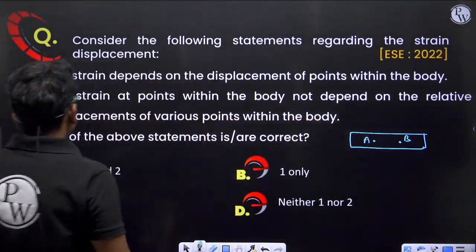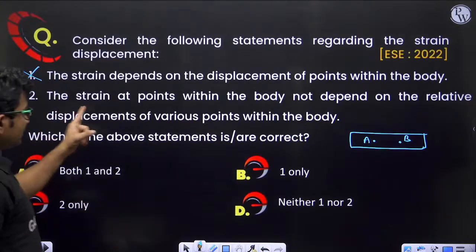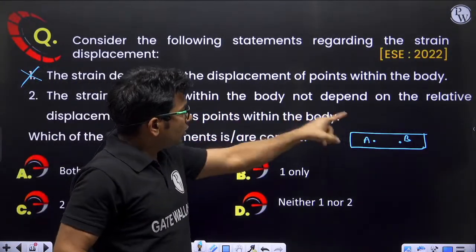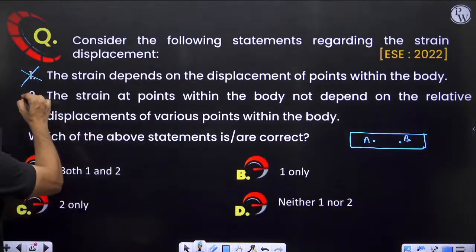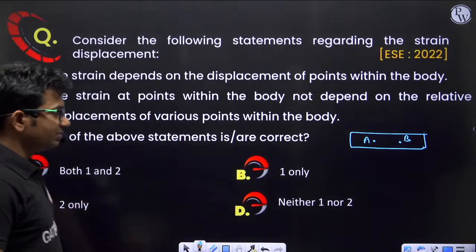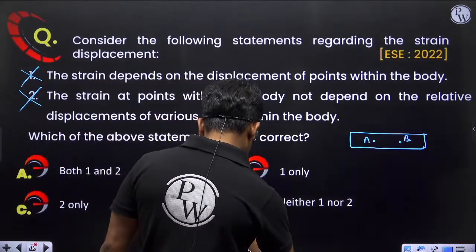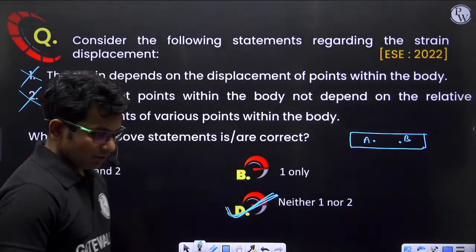So first statement, strain depends on the displacement of points within the body? No, it depends on the relative displacement. The strain at points within the body does not depend on the relative displacement? No, it depends on the relative displacement. So both the statements are wrong. So correct answer will be option D, neither 1 nor 2.